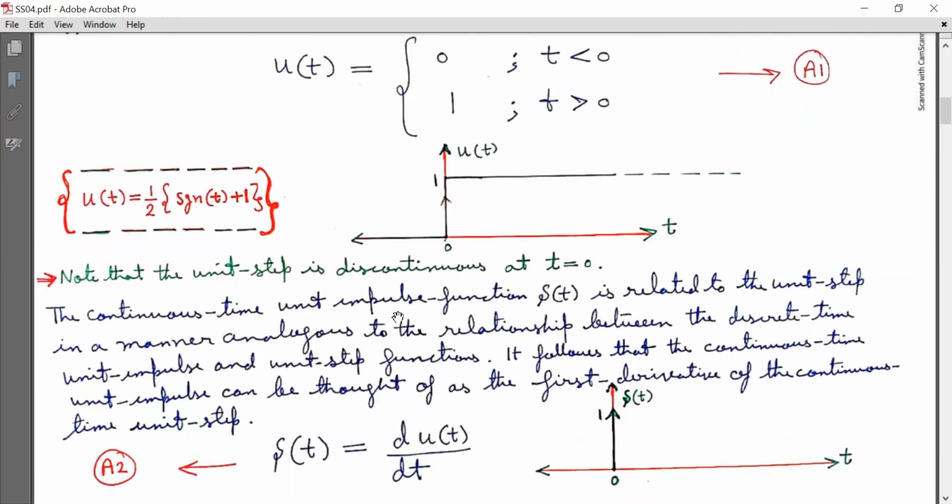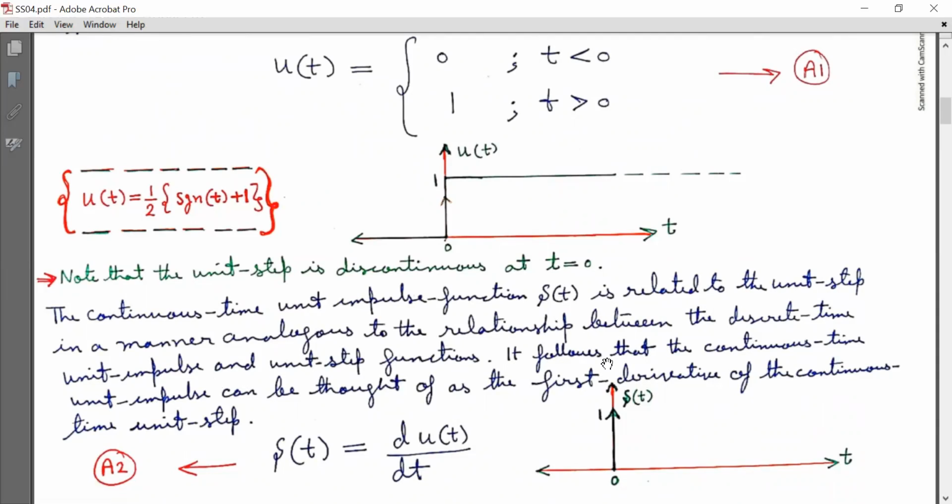The continuous time unit impulse function delta(t) is related to the unit step function in a manner analogous to the relationship between the discrete time unit impulse and unit step functions, which we have discussed in the last lecture. It follows that the continuous time unit impulse can be thought of as the first derivative of the continuous time unit step.